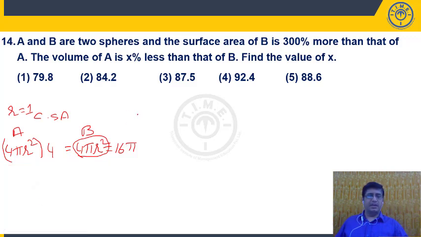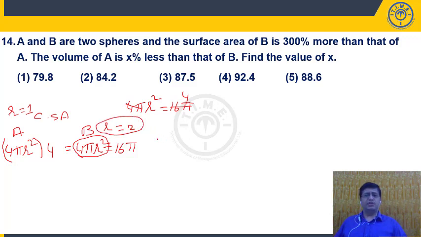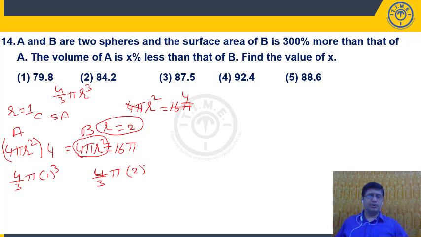Now 4 pi r square is equal to 16 pi. So 4 pi in 16 pi goes exactly 4 times, so the value of r is 2. The radius of B is equal to 2. Now what about the volume? When r is equal to 1 in case A, volume is equal to 4 by 3 pi r cube, which means 1 cube. On the other side, 4 by 3 pi r cube, where r is equal to 2.